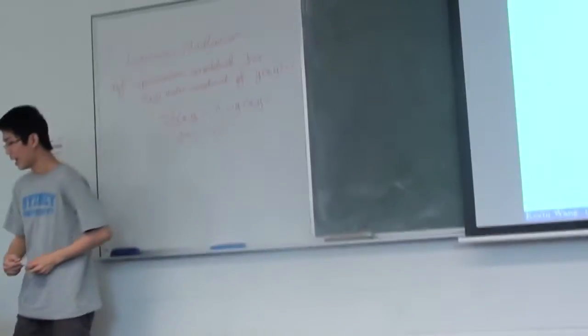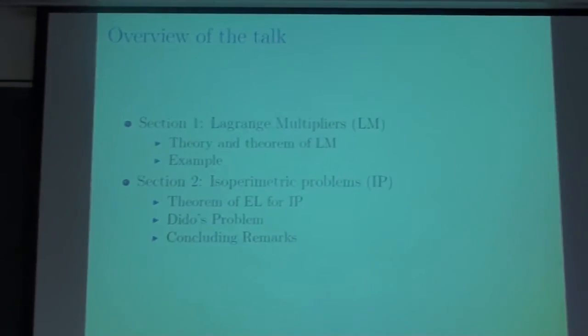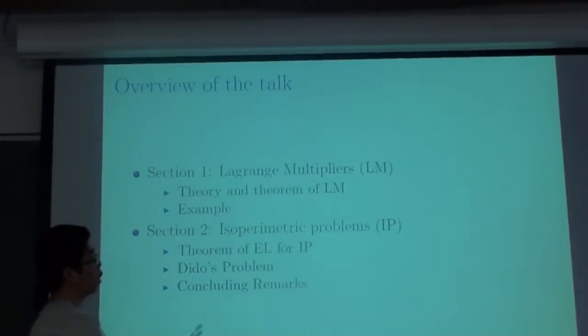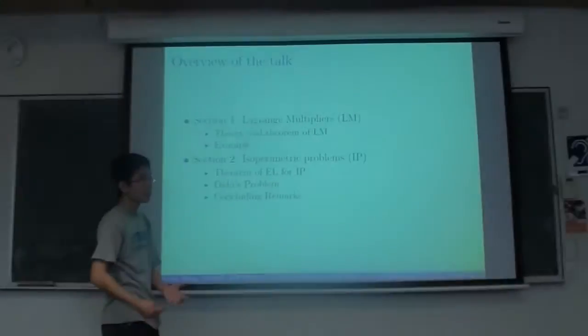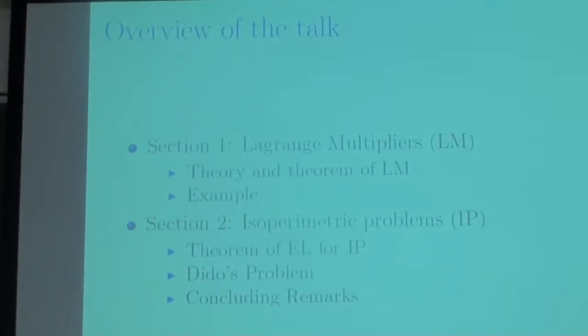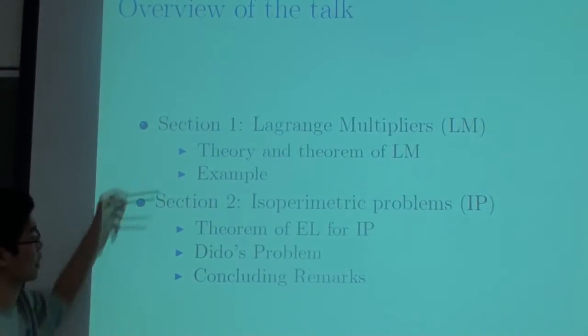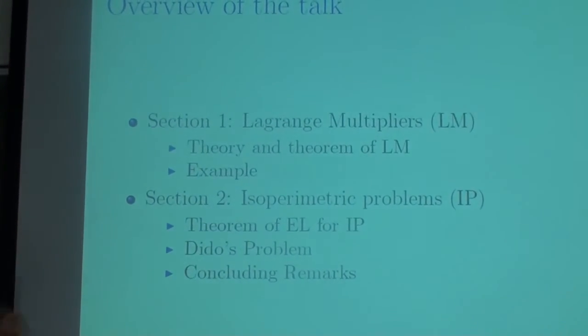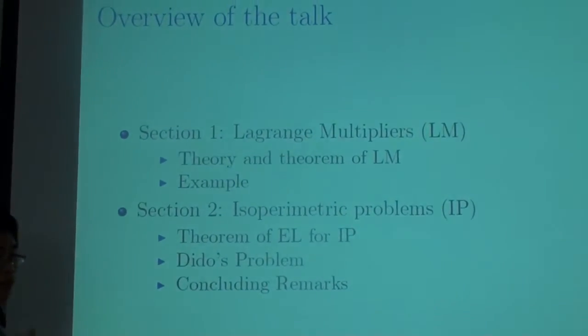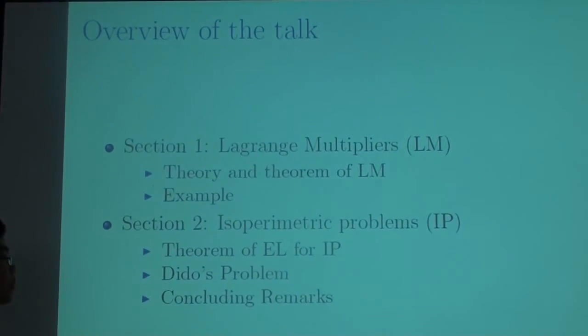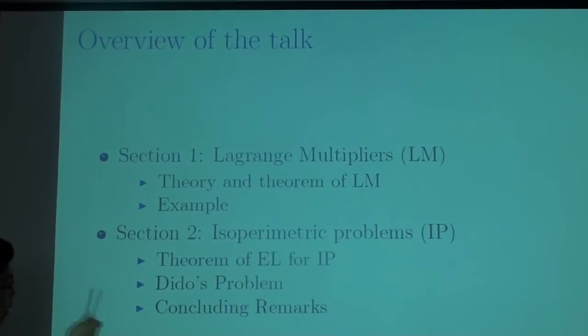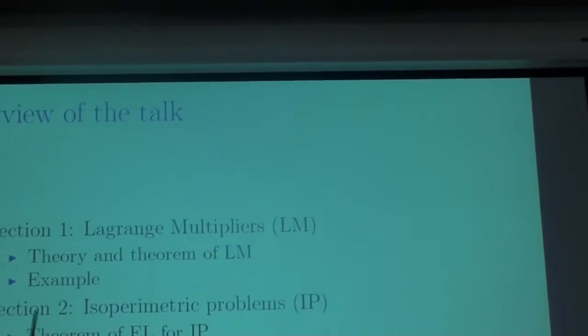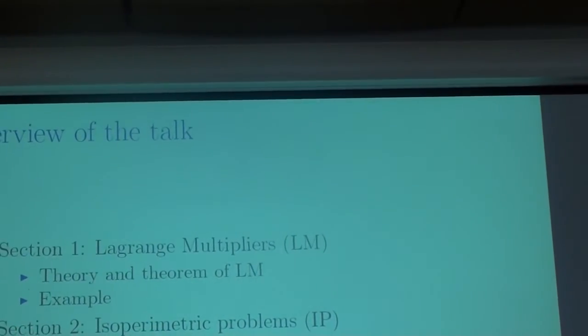Okay, so today's talk is on isoperimetric problems. It is split into two sections. The first section will talk about the Lagrange multipliers, and the second section will actually analyze the problems themselves. During the whole talk, I will present two theorems: one here in the first section, and the other one here. For each of those theorems, we'll have an example. And to actually prove the theorem in the second section, we'll use the first theorem.